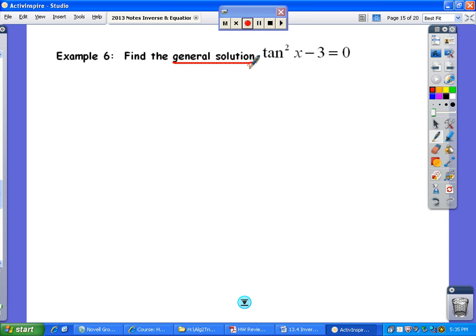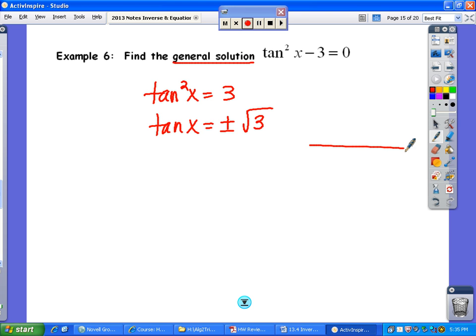All right, let's solve for tangent. So I got tangent squared x is equal to 3. Square root both sides, so tan x is equal to plus or minus the square root of 3. All right, so we're looking at the whole circle first. So we got plus or minus. So we've got to take it everywhere that tangent is positive. So let's look at these two first.